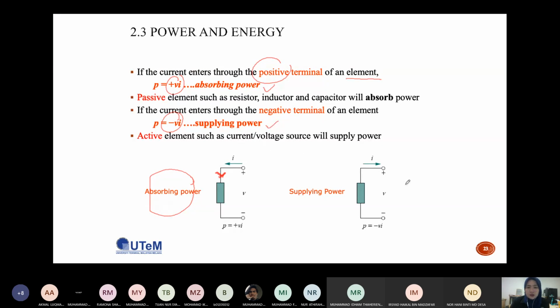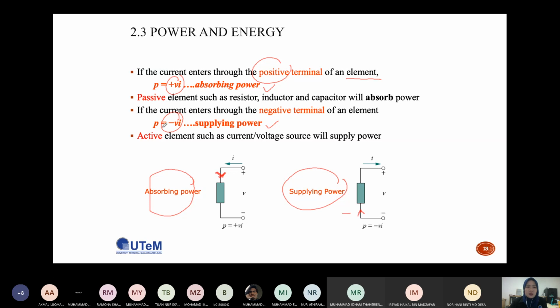Okay, so you look at this figure, this is the current. Basically, the current here enters through the element. This is the element. It could be a resistor, no, this could be a source. So the current flows like this. The current actually enters through the negative. This is negative. So the current enters through the negative terminal of an element, and we call this supplying power.